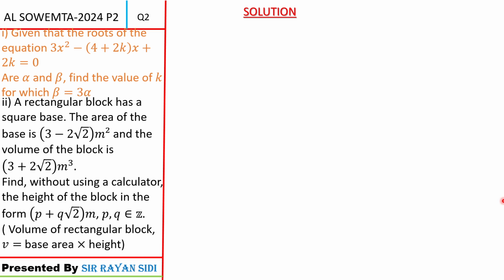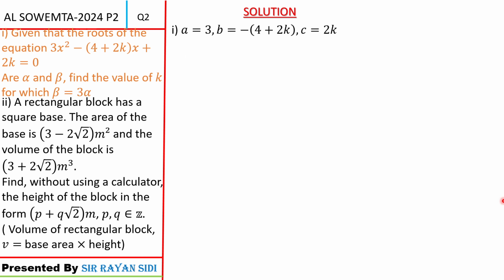Now when you see a quadratic equation question like this, you should not be in haste for a question that you are sure to solve. You first collect your data, comparing your quadratic equation to the general quadratic equation ax squared plus bx plus c equals 0. So a is the coefficient of x squared, so a equals 3. b is the coefficient of x, so b equals negative (4 plus 2k), and c is the constant term, which is 2k.